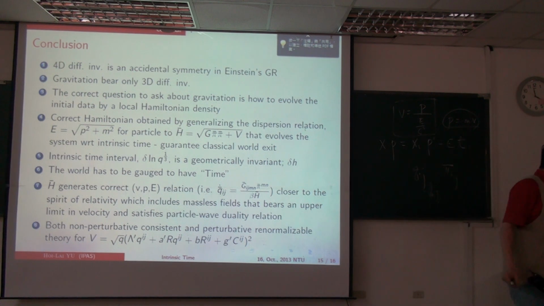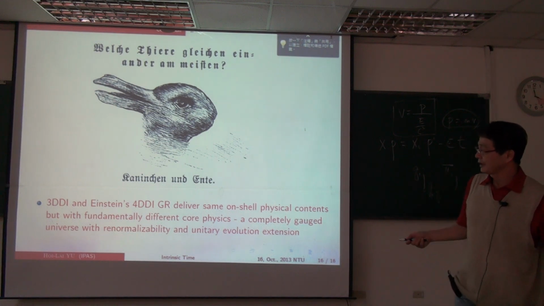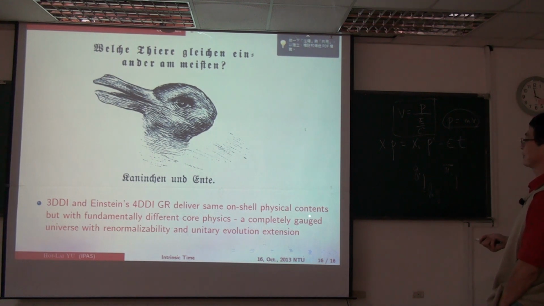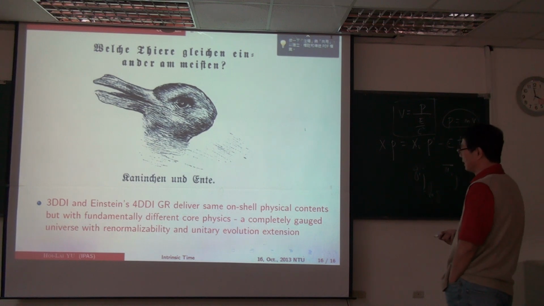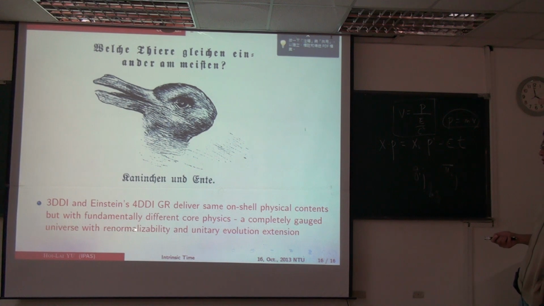So, the last slide. The present theory and Einstein general relativity deliver the same on-shell physical content, but with fundamentally different physics. So we have a completely gauged universe with renormalizability and unitary extension.